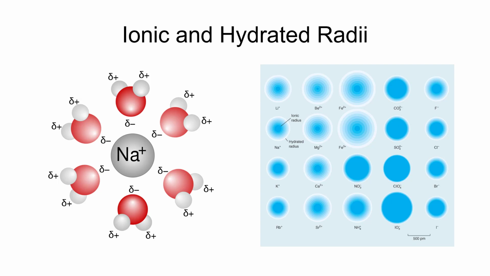And so you end up with a radius for sodium ions that is actually larger than the ionic radius of sodium itself. It's called a hydrated radius, and you can see lots of examples here on the right-hand side of your screen.